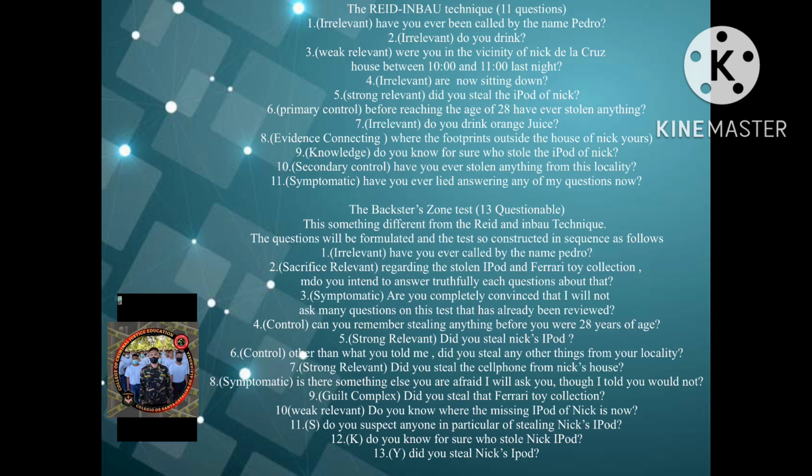Secondary control. An example is: have you ever stolen anything from this locality? And the last but not the least, symptomatic. What is symptomatic? Symptomatic is the questions within a polygraph format used to identify the presence or absence of the super dampening. An example of that is: have you ever lied in answering any of my questions now? So that is the relevant and irrelevant technique.